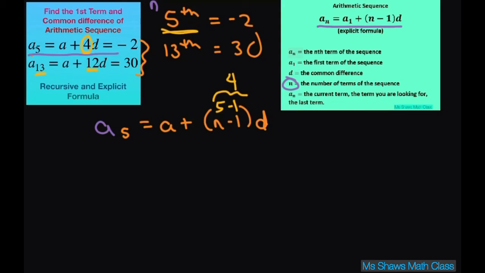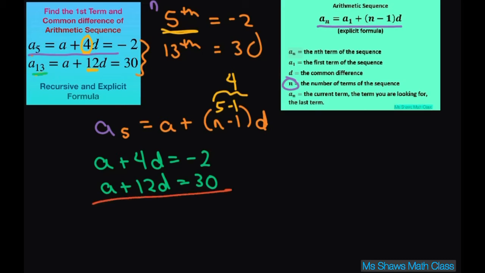So now that we have a system, we can just write a plus 4d equals -2, and then our 13th term, we're going to write a plus 12d, remember it's 1 less, equals 30. All right, now we have a system of linear equations. Instead of x and y, we have a and d. So we're going to solve this by elimination and eliminate the a.